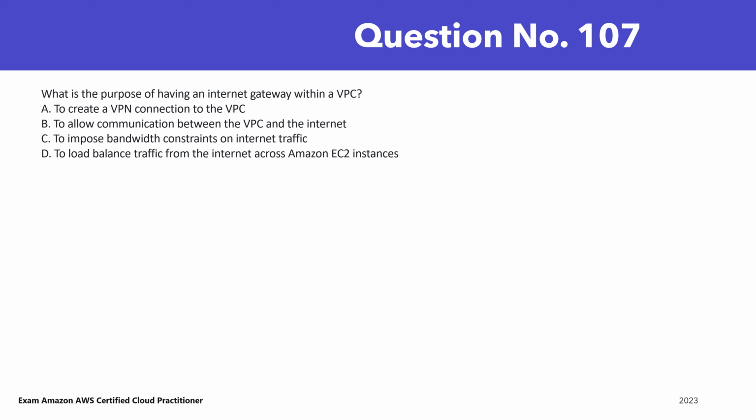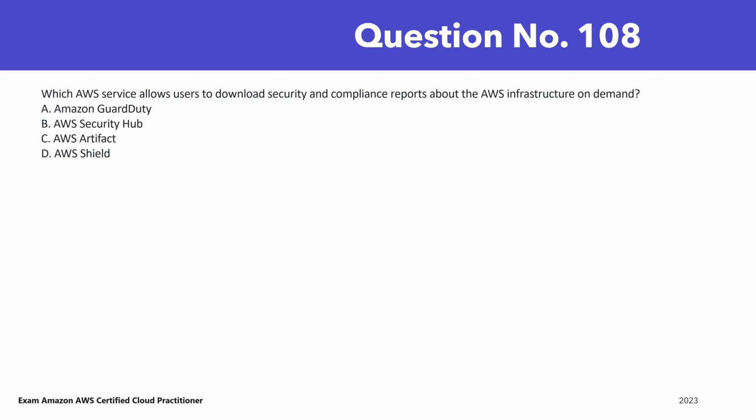What is the purpose of having an Internet gateway within a VPC? A. To create a VPN connection to the VPC. B. To allow communication between the VPC and the Internet. C. To impose bandwidth constraints on Internet traffic. D. To load balance traffic from the Internet across Amazon EC2 instances. Correct answer, B.